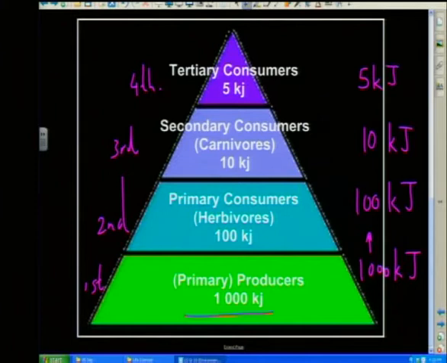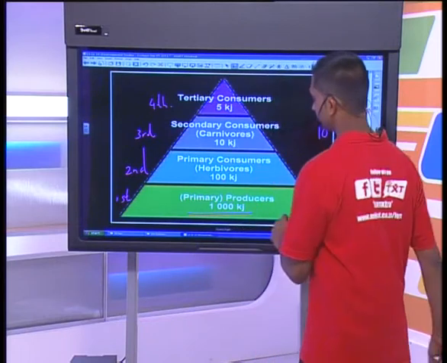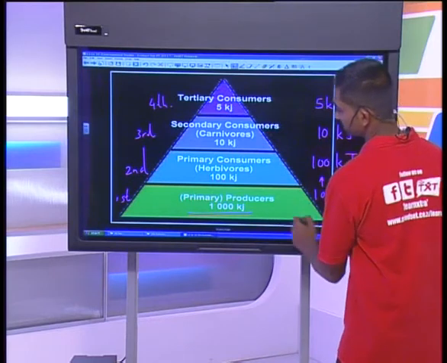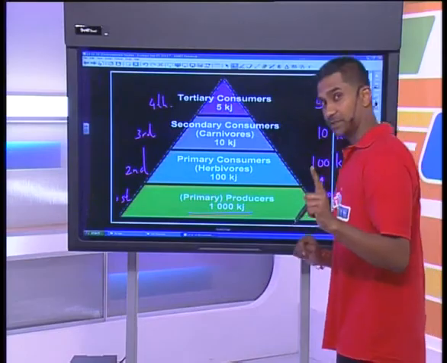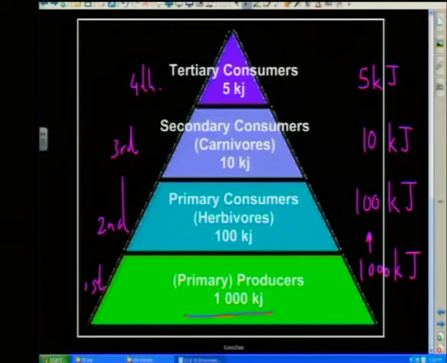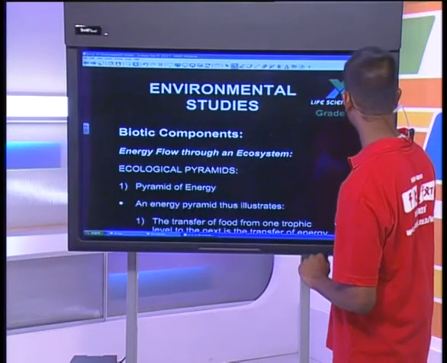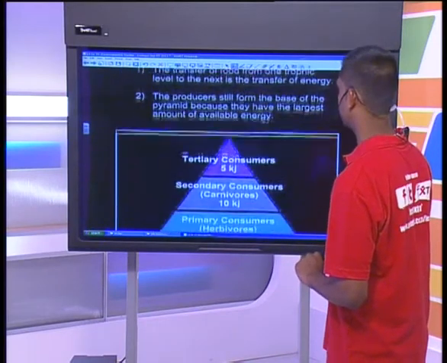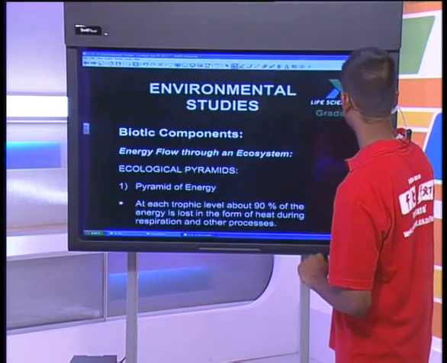What is interesting to note is that the amount of energy will constantly decrease, and if you look carefully, there's a pattern that I'm going to discuss soon. If you look at the pattern in terms of the way the energy is decreased, I hope you are picking this up. I'm going to look at that in the next slide. Okay, let's go back to pyramids of energy. Let's move to the next slide.